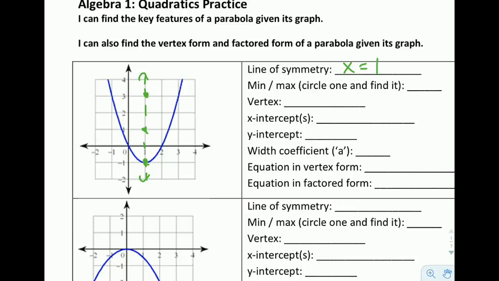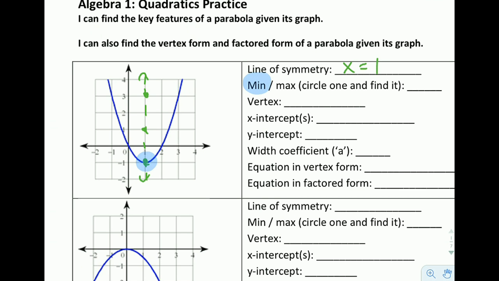Next thing it asks is, what is the min and what is the max? Well, when a parabola faces up, it goes up forever. So there is no maximum, but there is a minimum. So in this case, we do have a minimum, so you can circle min. And that min occurs right there, that lowest point where it bottoms out.